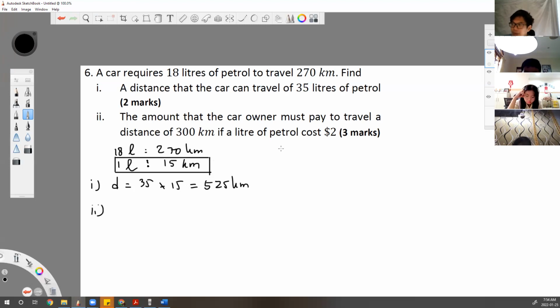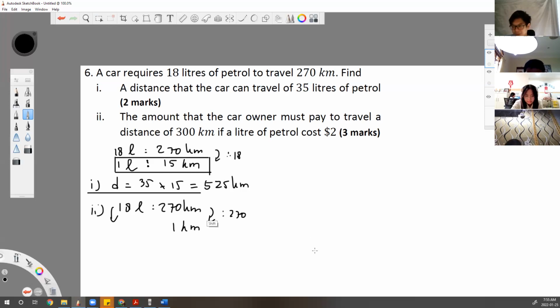Part 2, the amount the car owner must pay for a distance of 300 kilometers. We look at 18 liters for 270 km. We want it per kilometer, so divide by 270. It has to be done slowly, not directly. The numbers are small, 18 over 270. You better use a fraction: 1 over 15 liter.